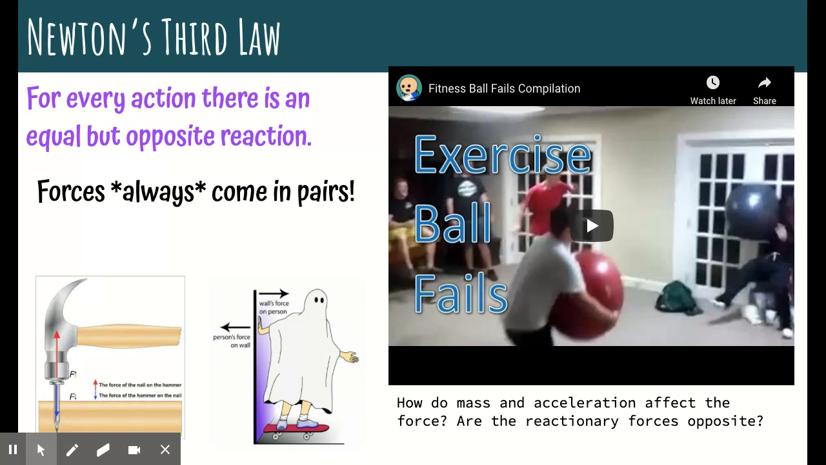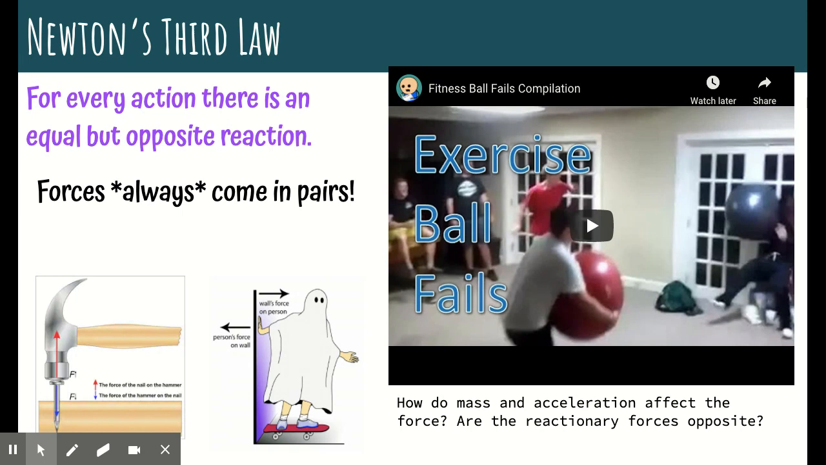So what I mean by this, if you look in the bottom left-hand corner here where we have the hammer pushing down on the nail. The hammer obviously is applying the force to the nail, which is forcing the nail further into the wood. But the reason why the hammer bounces back up from that is that the nail is also applying a reactionary force back to the hammer.